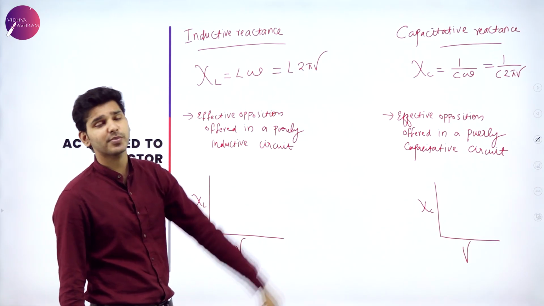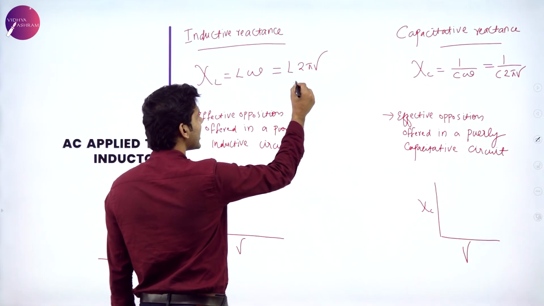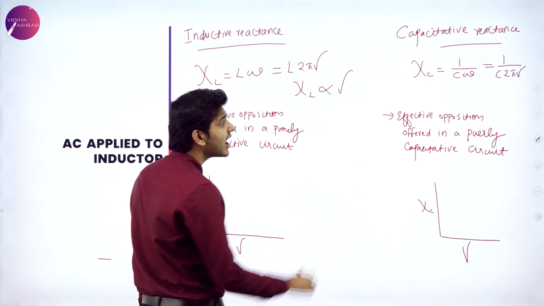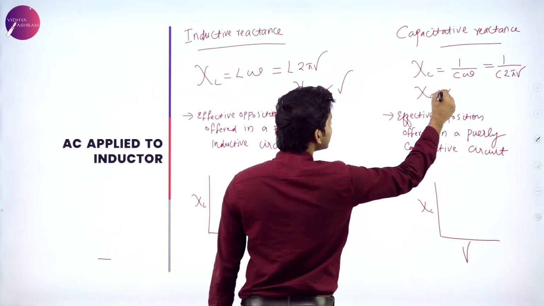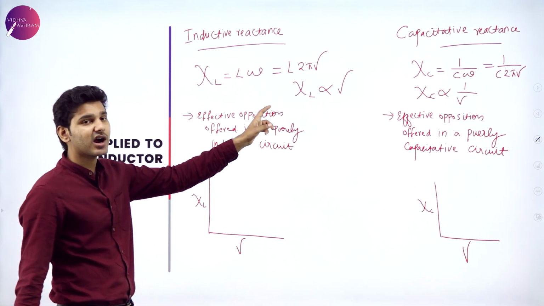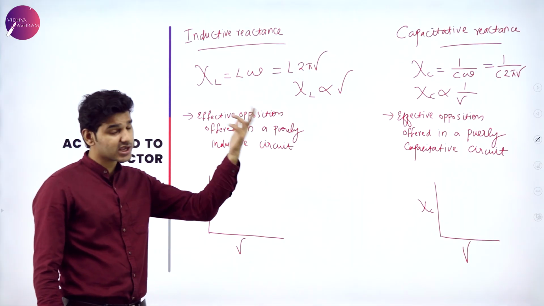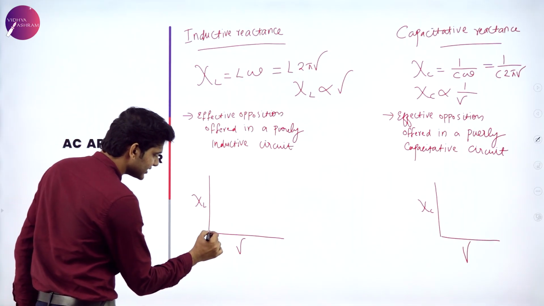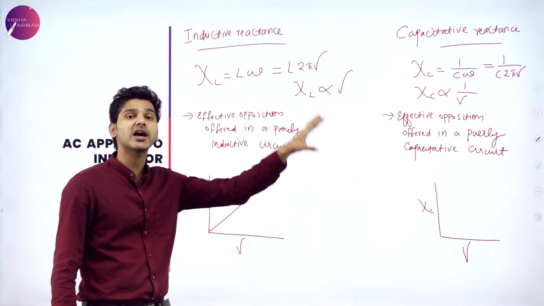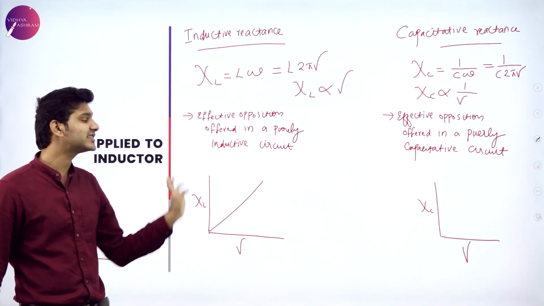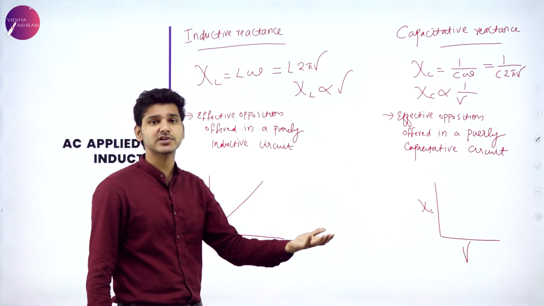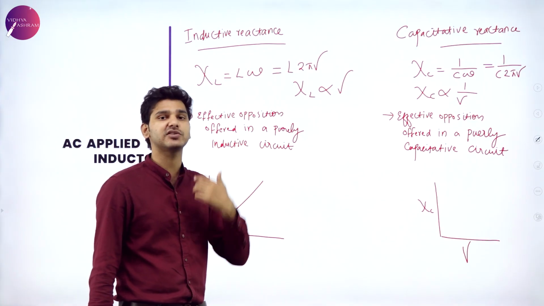Here also L and 2 pi are both constants, which means I can derive a relation that chi L is directly proportional to mu, and here chi C is inversely proportional to mu. If I draw a graph between chi L and mu, that is frequency and resistance, I will get a straight line like this. This means in an inductive circuit, the more AC current I allow to pass through, the more resistance it will create, and more opposition will be offered.